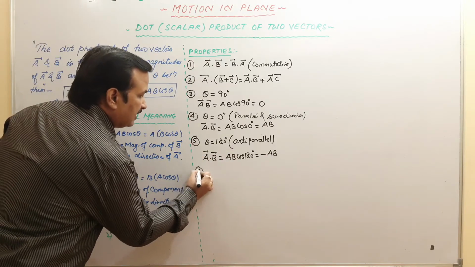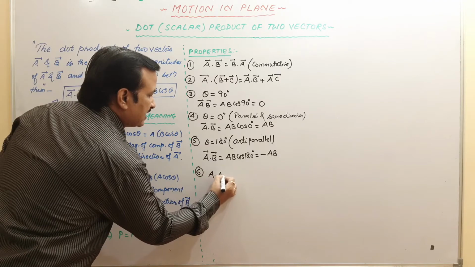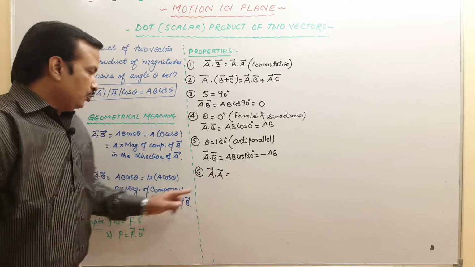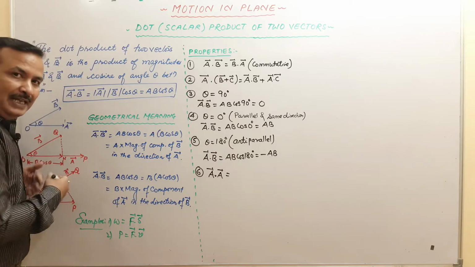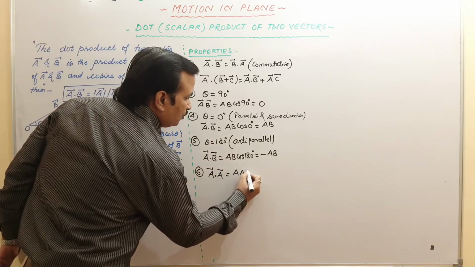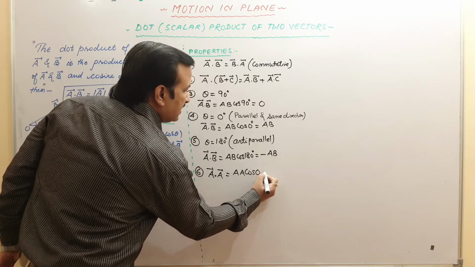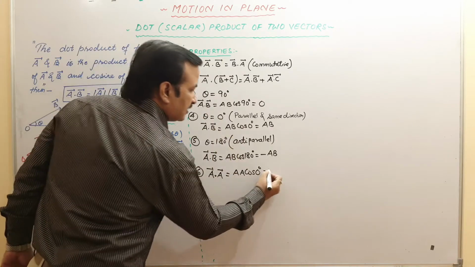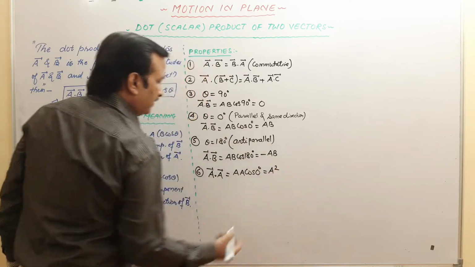Now if we write vector with vector itself, हम A का A के साथ यदि प्रोडक्ट निकालना चाहते हैं तो A का उसी के साथ मतलब क्या हुआ, एंगल कितना हो गया, 0. So that will be nothing but A into A cos 0. Cos 0 कितना होता है, see here cos 0 is 1. So this will give you A square.